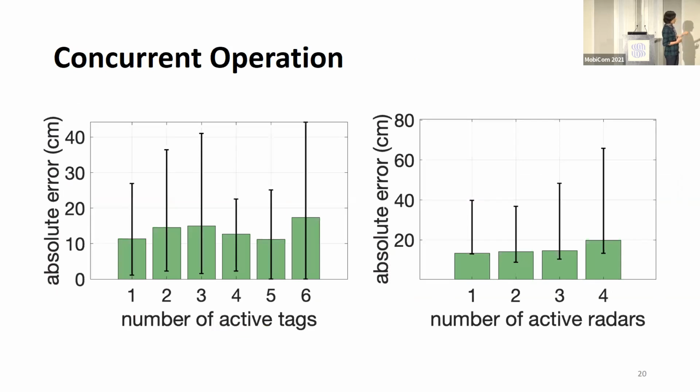Here's the concurrent operation. We tested it with, for example, 6 active tags, or 4 radars, and we see that across all of them, we can easily differentiate them. And we have other simulation-based processing on the number of active tags we can support with this modulation and this coding scheme. So check out our paper for more details on all of that.